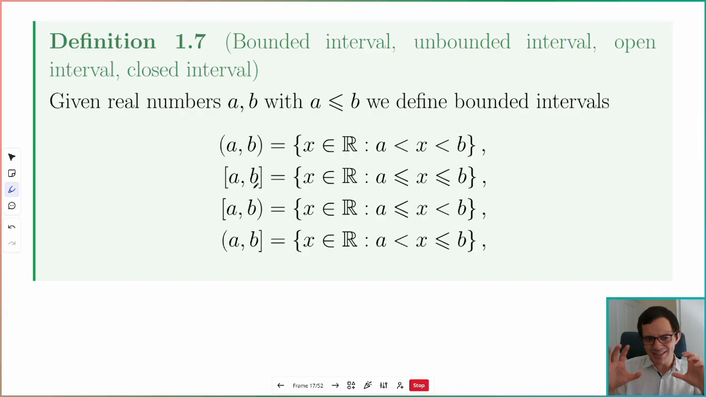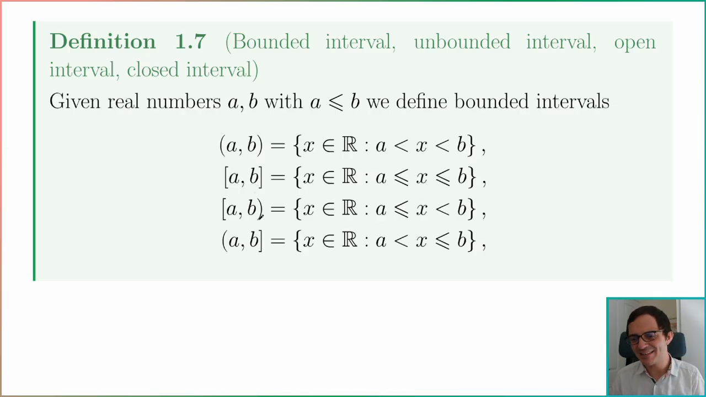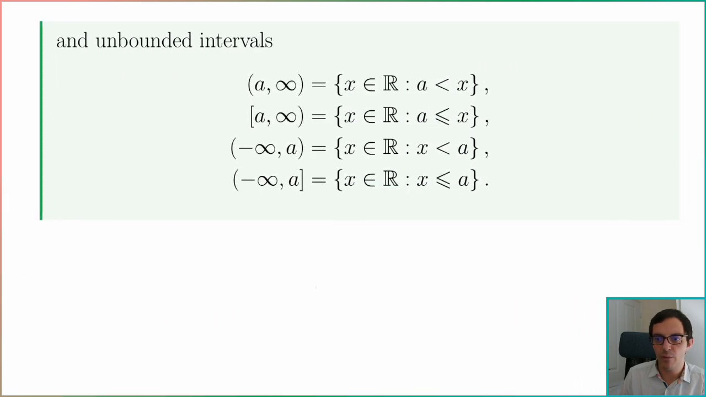The square brackets feel slightly larger and more inclusive in my head. You're welcome to use that mnemonic if you like. These are bounded intervals because all the numbers are bounded by a and b, but there are also unbounded intervals if you only have a single inequality, and these come up quite a lot as well.